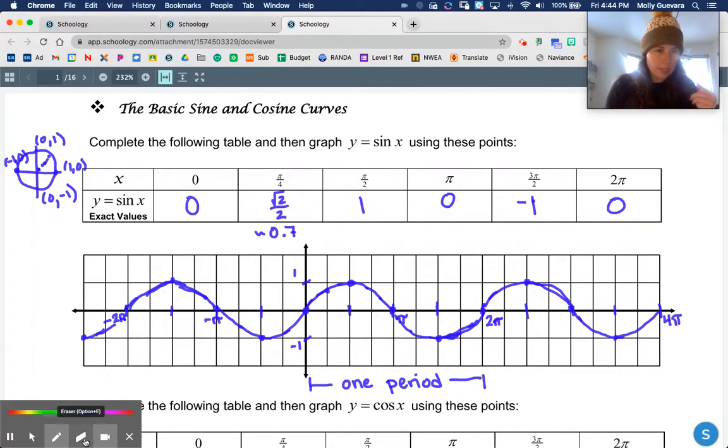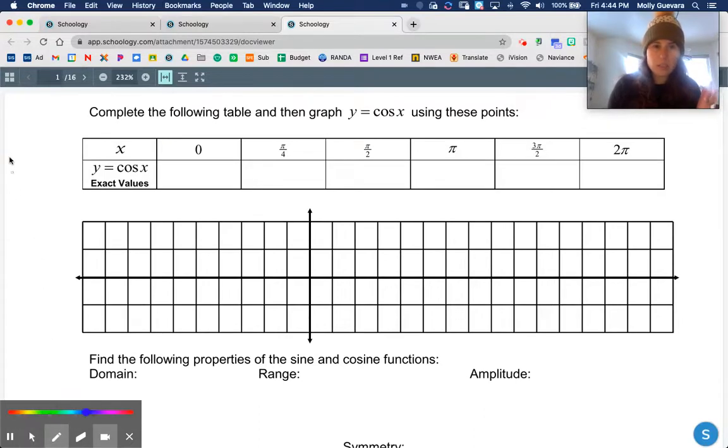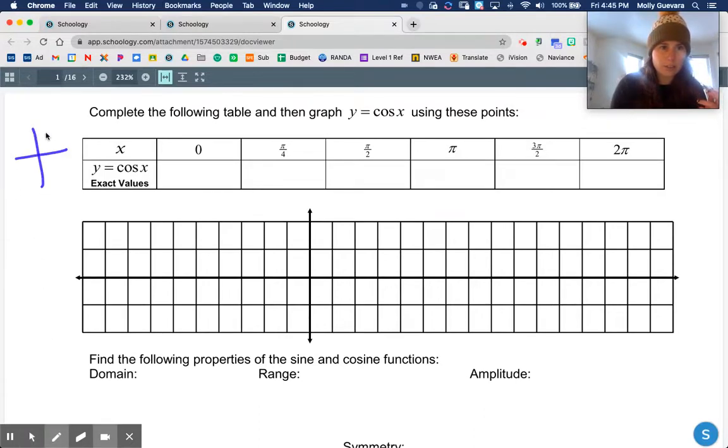Let's look at cosine now. So let's scroll down. For cosine, again, we can draw our unit circle, just as a reference. Remember, cosine are my x values. So right here at 0, my x value is 1. At pi over 4, again, it's root 2 over 2. At pi over 2, this is 0, 1. So the x coordinate is 0. At pi, I get -1. At 3 pi over 2, I get 0. And then at 2 pi, I get 1 again.